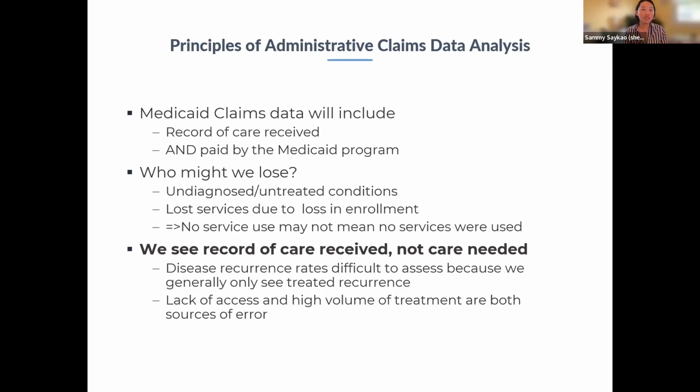And just because service use isn't present in the claims doesn't necessarily mean that the services weren't used. Ultimately, when we work in TAF, we do see a record of care received, but not necessarily what care is needed. So disease recurrence rates can be difficult to assess because we generally only see what's actually treated. So a couple of things to look out for: lack of access and high volume of treatment are both potential sources of error here.